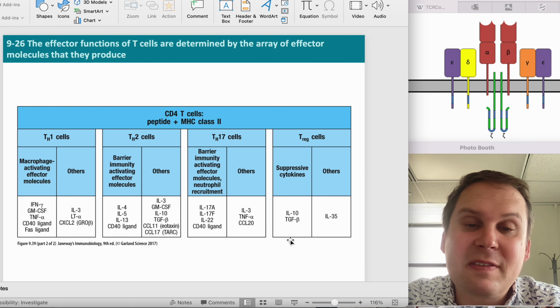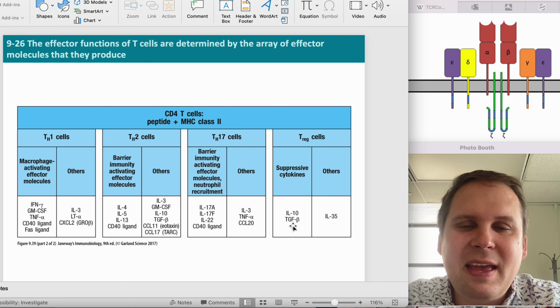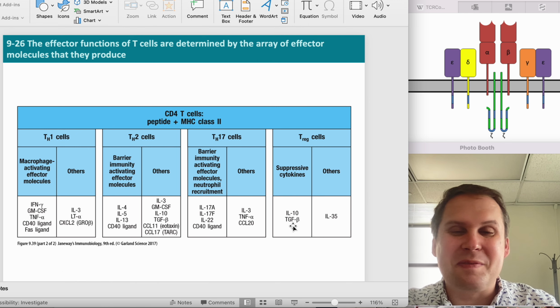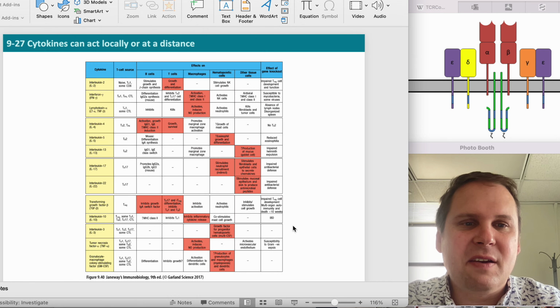For the T regulatory cells, they're going to make TGF beta, which is like half the signal you need to make a Th17. And they're going to make IL-10, which basically calms down your Th1 and Th2 responses. That's how it works.